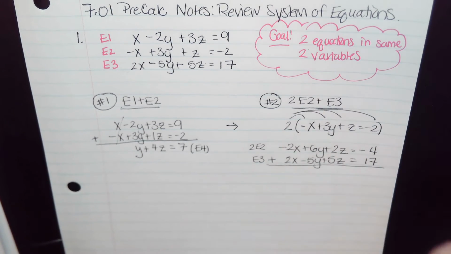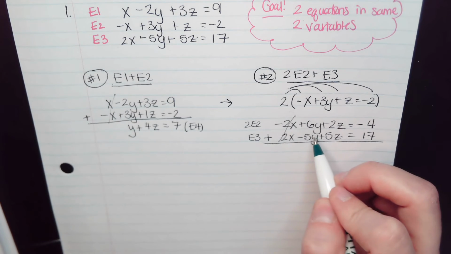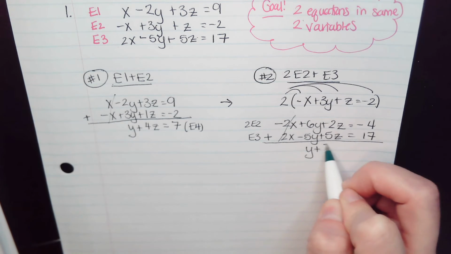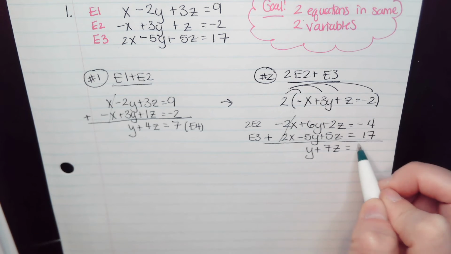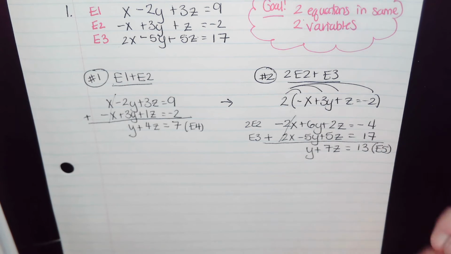Again, I'm always adding the equations together. And hopefully this seems familiar to you guys. So 6y minus 5y is 1y plus 7z equals 17 minus 4 would give us 13. So this I'm going to call equation 5.